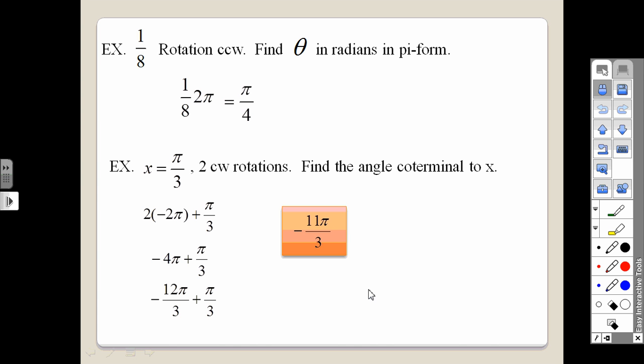Okay, so there you have it. That's your first introduction to radians. Hopefully that wasn't too bad. We'll be working with these extensively for this whole unit, and hopefully after that you'll be more comfortable with it.